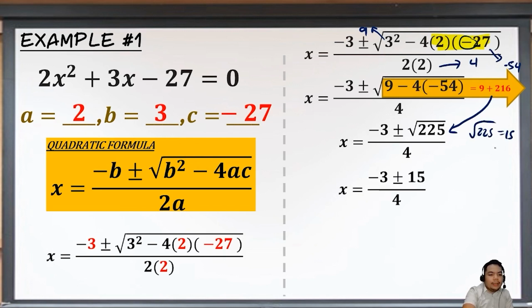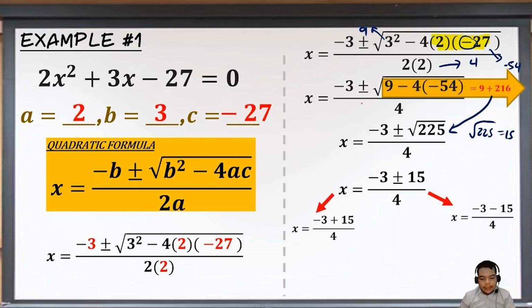So, from that, we'll be having an equation that is negative 3 plus minus 15 all over 4. So, na-simplify na natin yung nandun sa loob ng square root. So, ito na yung magiging sagot natin. But as you remember, a quadratic equation will have two answers. One is plus, one is minus from this given equation. So, ang gagawin natin, paghihiwalayin natin siya.